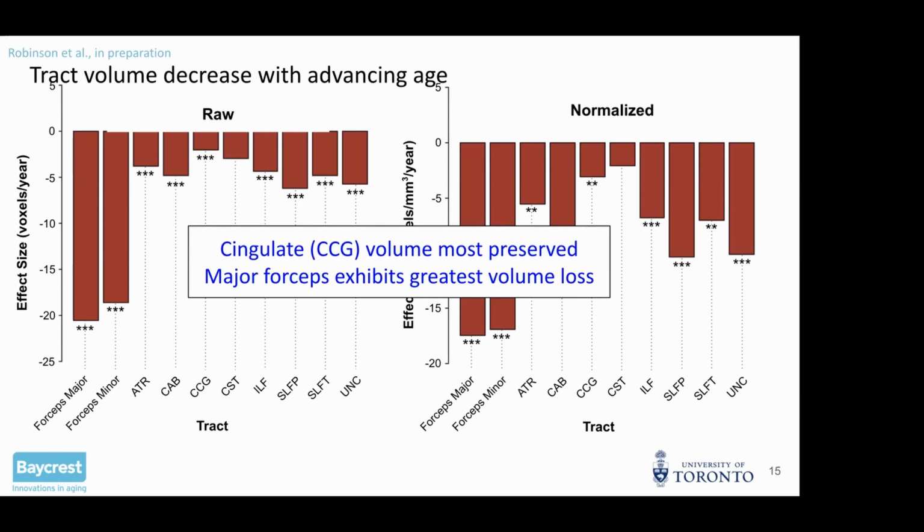So this actually coincides with the well-known theory about aging, that there is this anterior to posterior brain gradient, wherein the posterior parts of the brain actually suffer more.